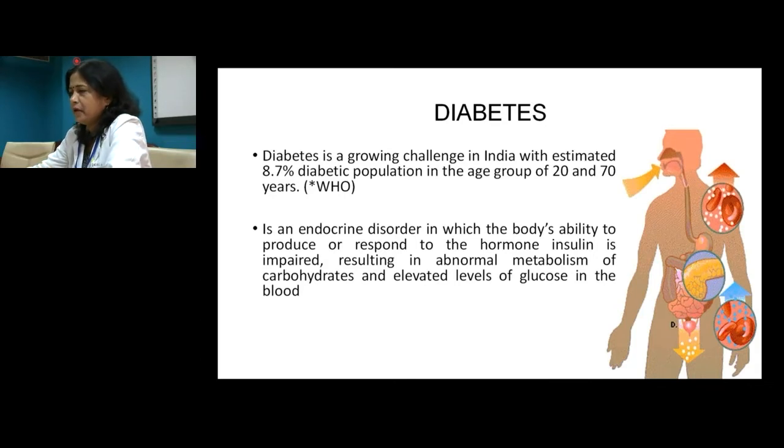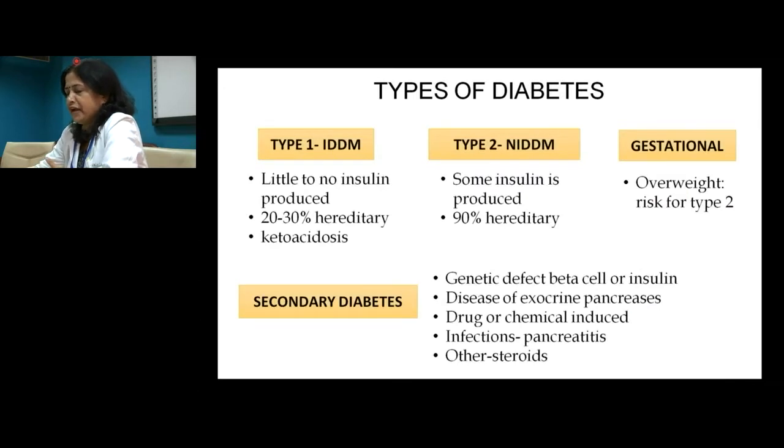There are three types of diabetes. One is type 1, the next is non-insulin dependent diabetes, that is called type 2 diabetes, and one is gestational diabetes. There is also secondary diabetes, which is because of some drugs or chemical inductions, or because of steroids or a genetic defect of beta cell or insulin.